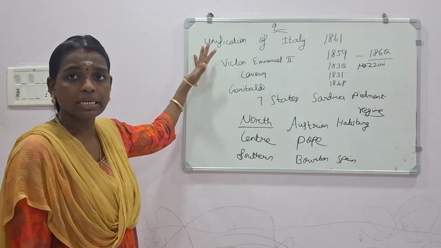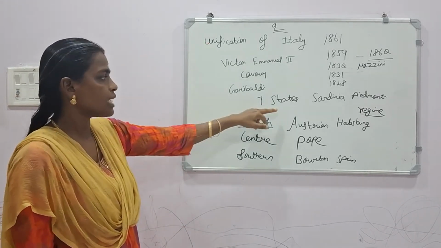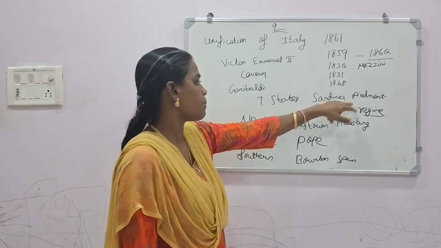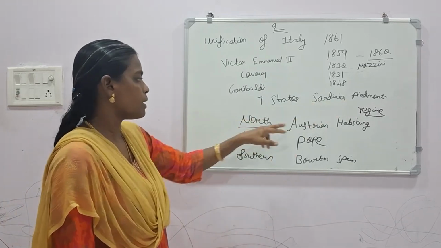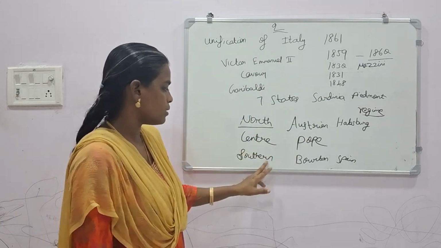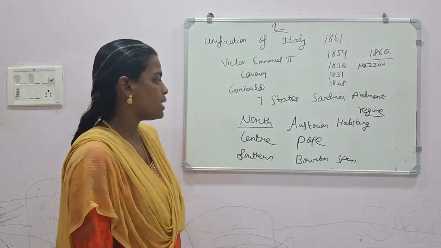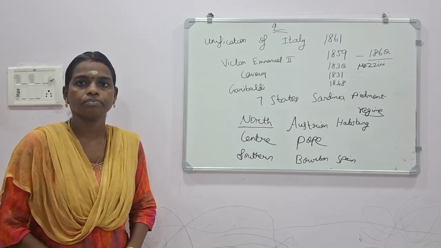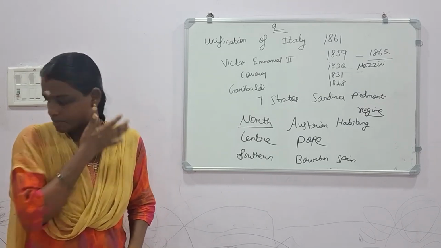Have you got this paragraph? Italy was divided into seven states. The most important state was Sardinia-Piedmont; the north was ruled by the Austrian Habsburgs, the center by the Pope, and the southern part of Italy by the Bourbon dynasty of Spain. That's it. Shall we move on to the next slide, Didi? Yes.